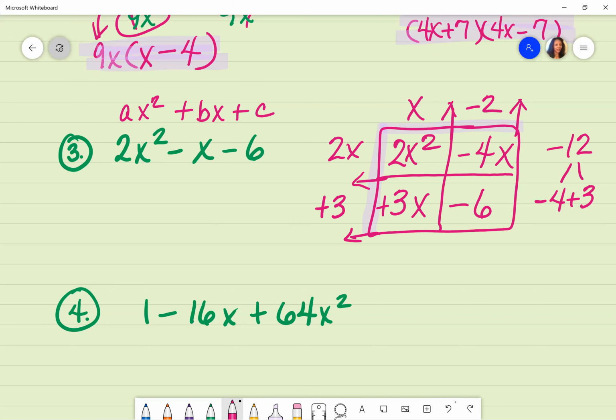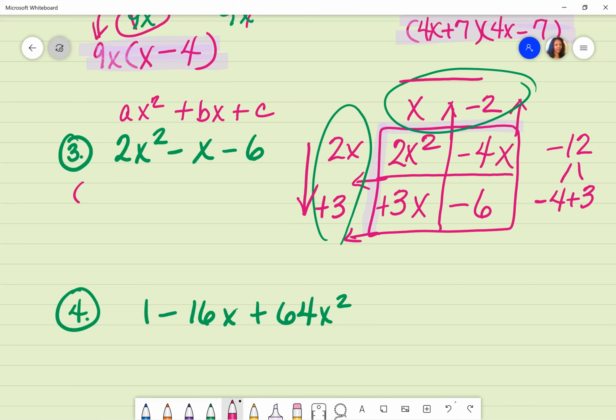If I wanted to check to make sure this is correct, because this is not the form that I leave it in, but these are my factored answers, I have to write it with parentheses. Going from top down, I notice some of you are writing it backwards, and also from left to right. That's how you write it. So 2x plus 3 times x minus 2. This is your answer.